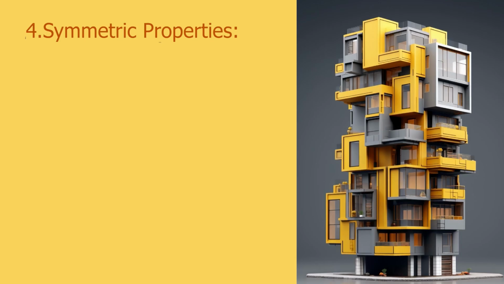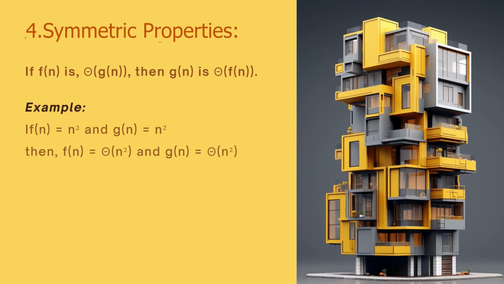Symmetric property: if f(n) is theta of g(n), then we can say g(n) is theta of f(n). If I say f(n) equal to n square and g(n) equal to n square, then the property will hold: f(n) equal to theta of n square and g(n) equal to theta of n square. So this property only holds for the theta notation, the symmetric property.